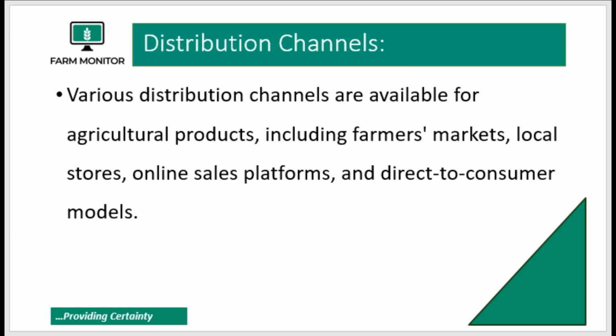There are various distribution channels available for agricultural products. So you can go to farmers markets, local stores, online sales platforms, and then one-on-one marketing, directly to the consumer. Members should consider which channels best suit their products and their target market.